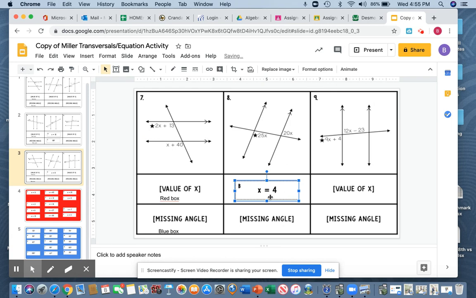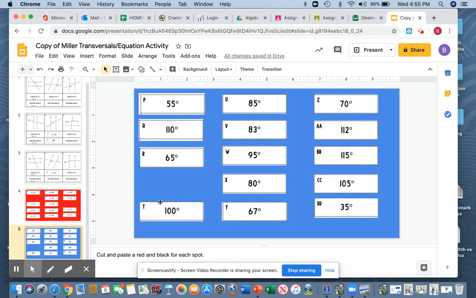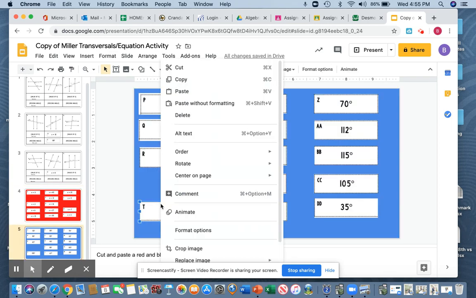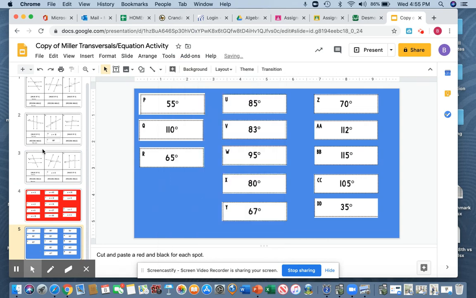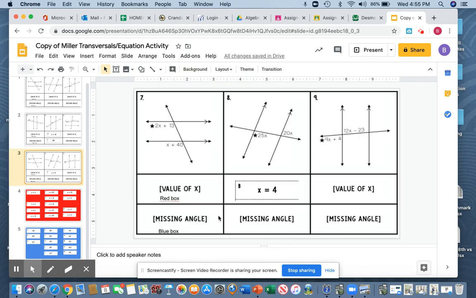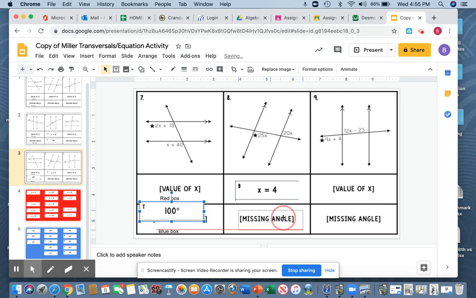And then I'm plugging 4 in everywhere I see an x by the one with the star. So it's 25 times 4. And again, you can use Desmos, or if I know, hey, I've got 4 quarters is $1 or 100. 25 times 4 is 100. So I go over here to the blue and I look for 100, which is T. I'm going to cut and paste. And there it is. Hope that helped.